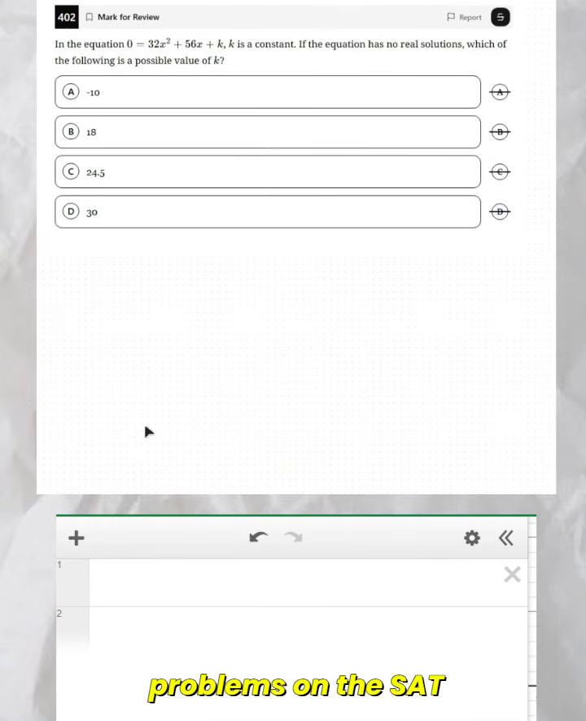These types of problems on the SAT come up time and time again, so you need to know how to solve them if you want to do well on it. Let's go through it. Here it says, in the equation, 0 equals 32x squared plus 56x plus k, k is a constant. If the equation has no real solutions, which of the following is a possible value of k?